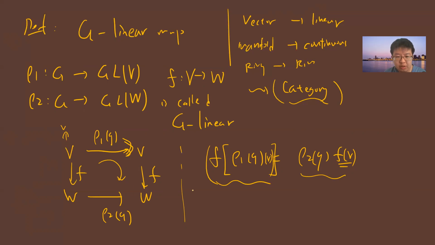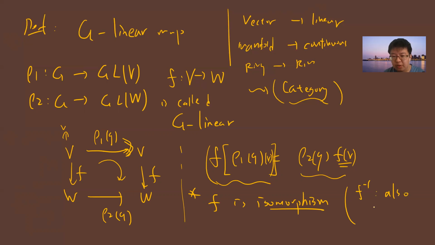Okay, so there is another quick definition. If F is an isomorphism as a linear map, so F is one-to-one and onto, and also a G-linear map, then we call F an isomorphism. So it's the usual isomorphism plus a G-linear map. Another definition is that you can find an inverse, because it's an isomorphism as a linear map. And you can check that F inverse is also a G-linear map if F is G-linear.